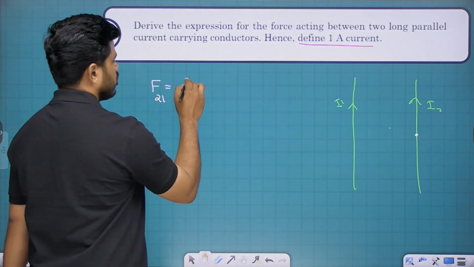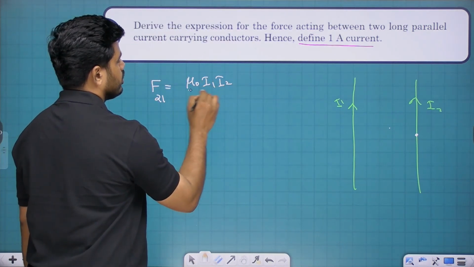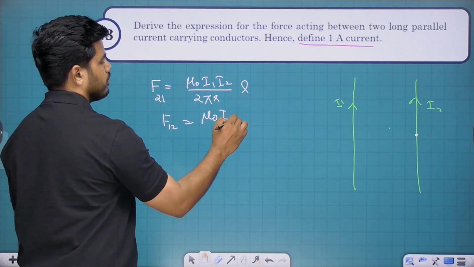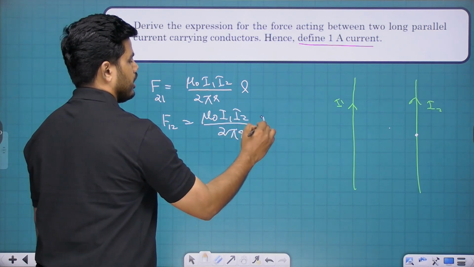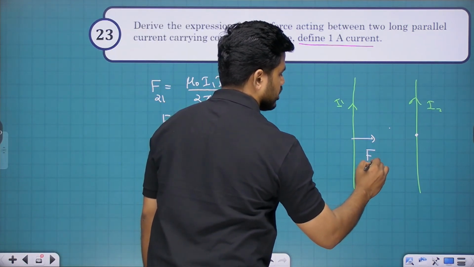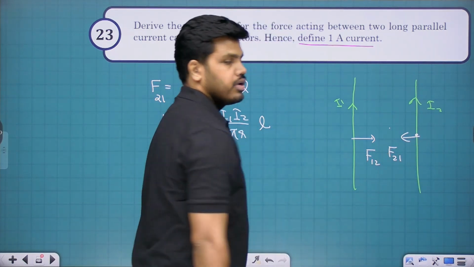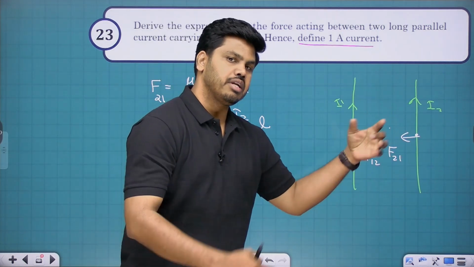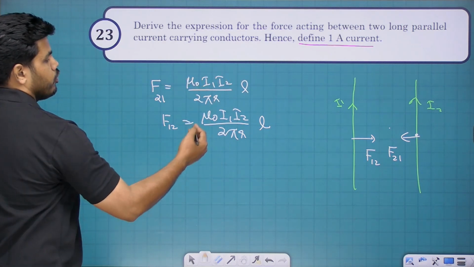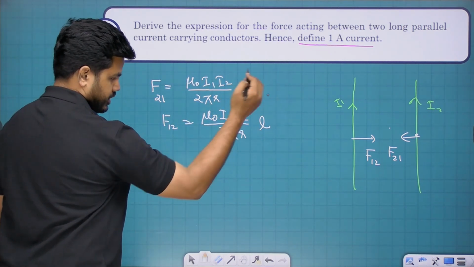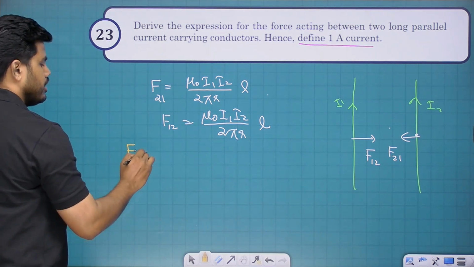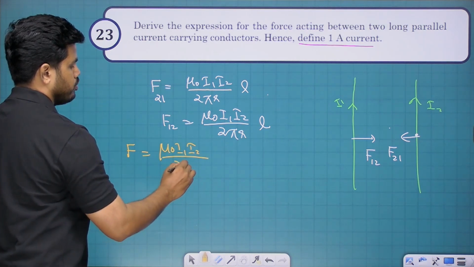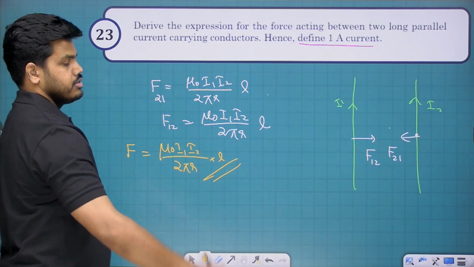See here, that is found to be mu naught I1 I2 divided by 2 pi R into L. F12 is also of the same magnitude, mu naught I1 I2 by 2 pi R into L. And we found out those forces, F on 1 because of 2 and F on 2 because of 1, are acting towards each other mutually, like an attractive force. So same current in the same direction attracts, we know. So the force on the wire in general is going to be these two forces acting towards each other, mu naught I1 I2 by 2 pi R into L. That was the equation. Okay, just revise that derivation.